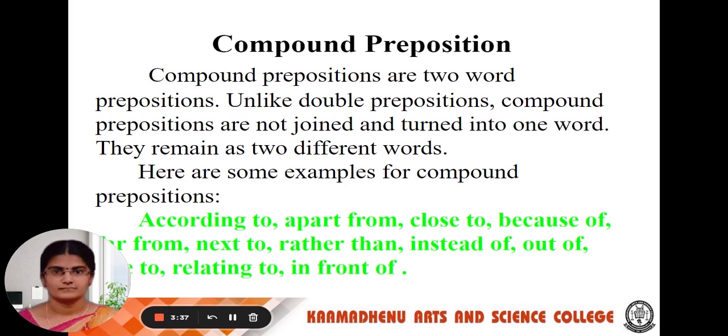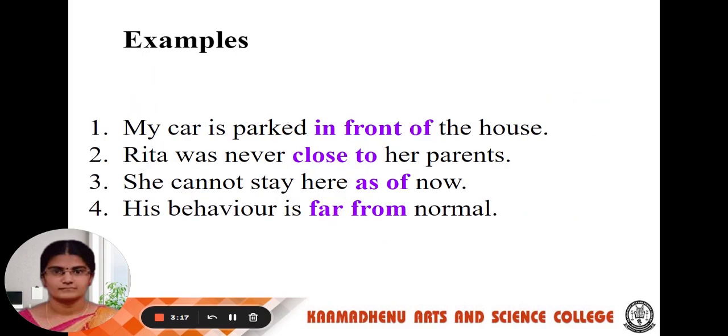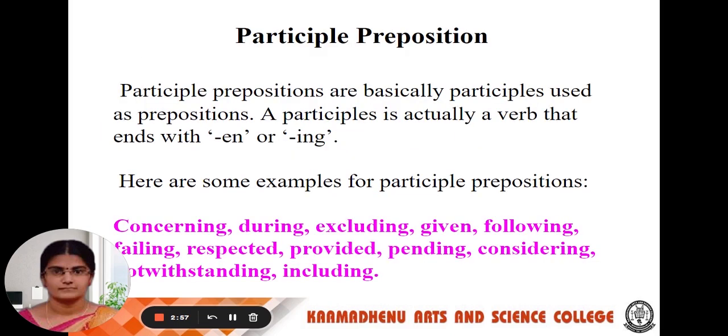What are the compound prepositions? According to, apart from, close to, because of, far from, next to, rather than, instead of, out of, relating to, in front of. These are compound prepositions. So, sentences for compound prepositions are: My car is parked in front of the house. Rita was never close to her parents. She cannot stay here as of now. His behavior is far from normal. So the highlighted words are compound prepositions.